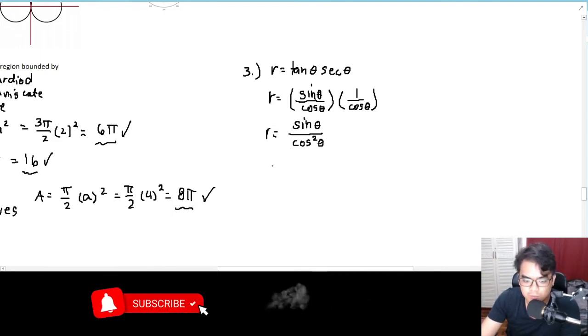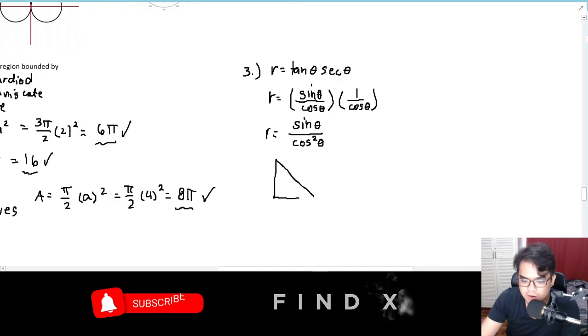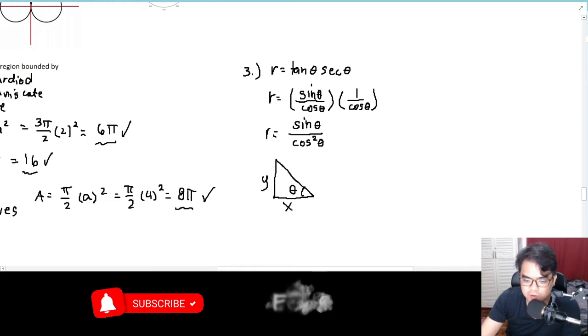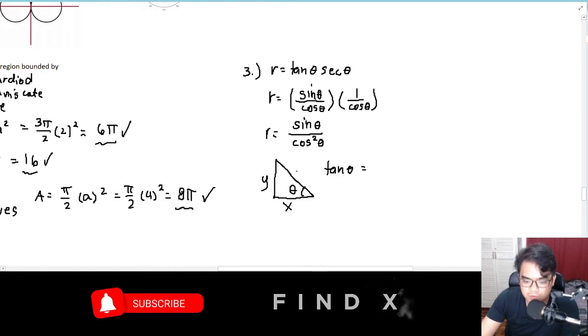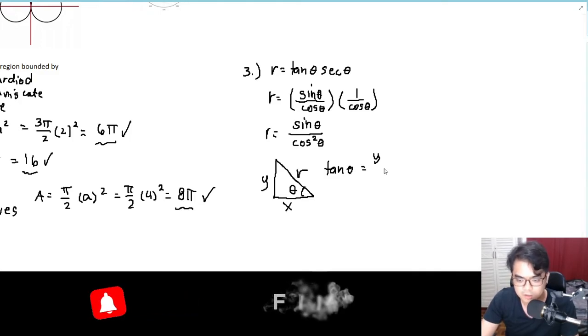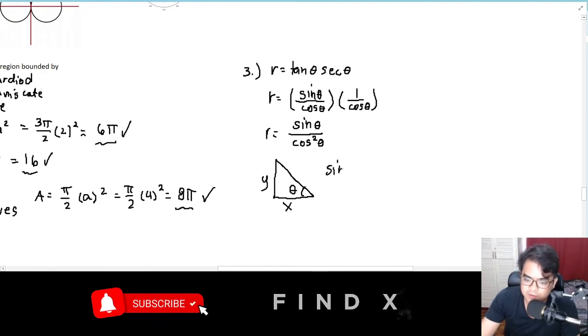But remember, using the triangle of the relationship of polar and rectangular, if this is your theta, therefore this will be your y and this is your x. Therefore, we can say that the tangent theta is just equal to y over x. Actually, we can just find sine. So, sine theta is equal to opposite over hypotenuse. Of course, this is r, so this is y over r. And then, for the cosine theta, this is adjacent over hypotenuse. This is x over r.